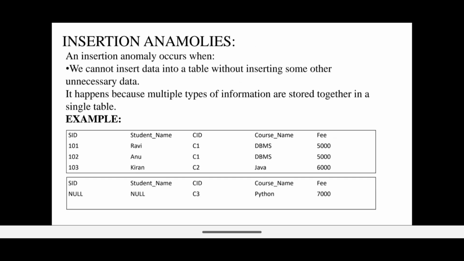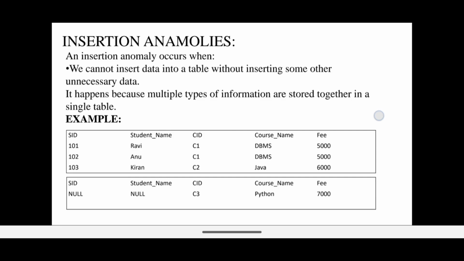So here first is insertion anomaly. An insertion anomaly occurs when we cannot insert data into a table without inserting some other unnecessary data, where we have to enter data which should be present before in a table. It happens because multiple types of information are stored together in a single table.